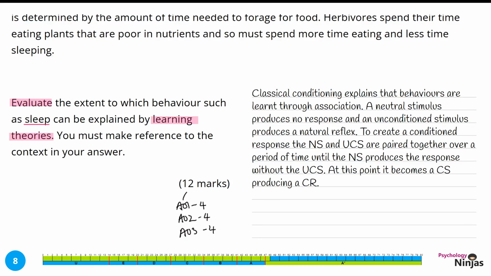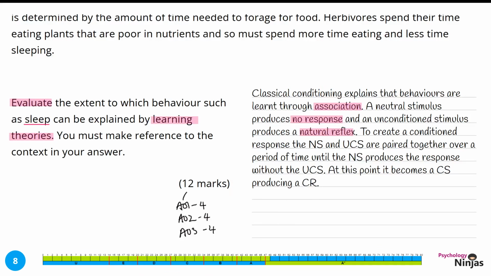We've got a broad range of terminology included here to explain how learning is through an association. It's really important that we include that a neutral stimulus produces no response and an unconditioned stimulus produces a natural response. We want to go through this process of before conditioning, during conditioning and after conditioning in order to give a complete response about classical conditioning.